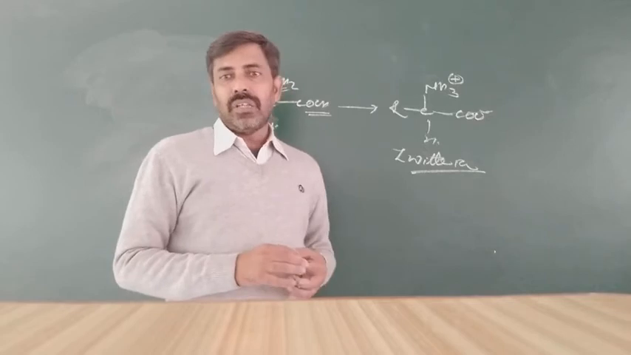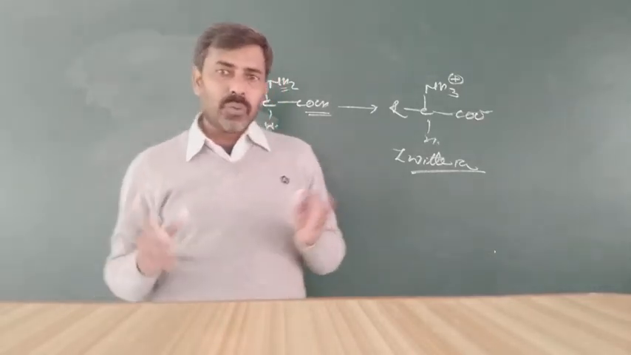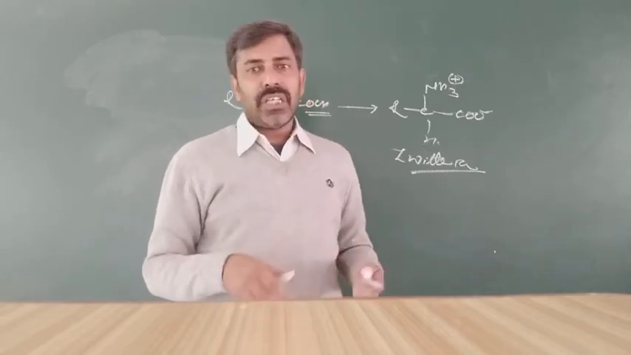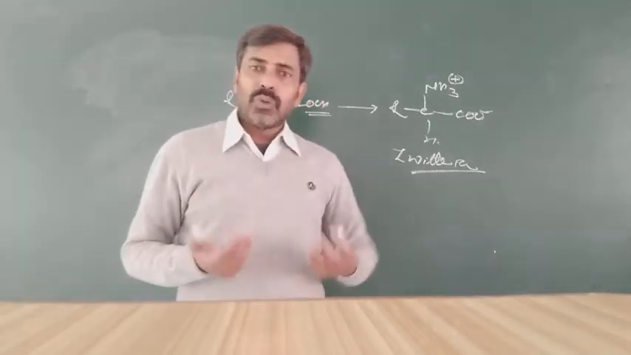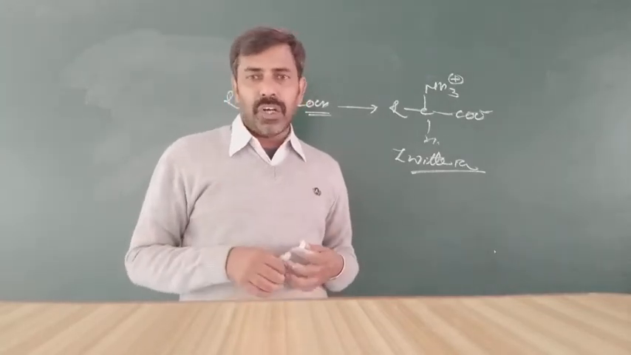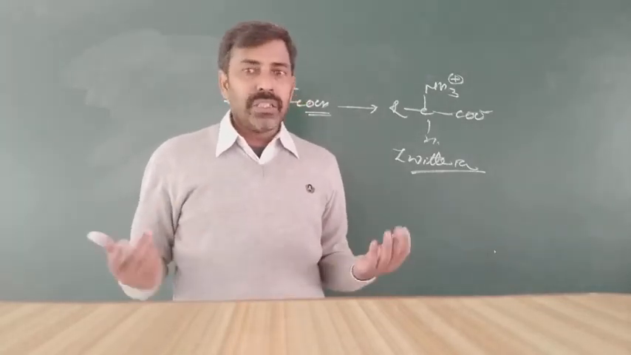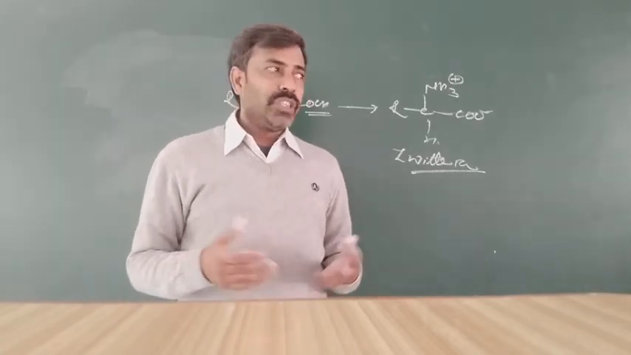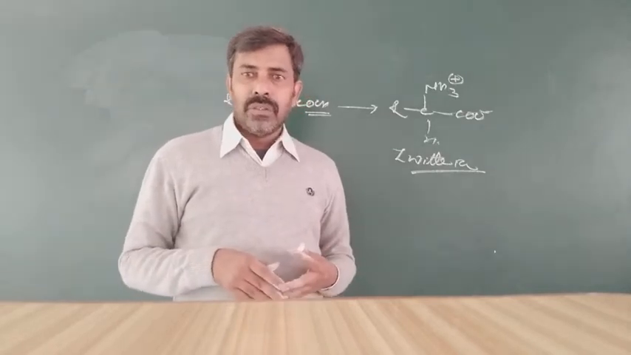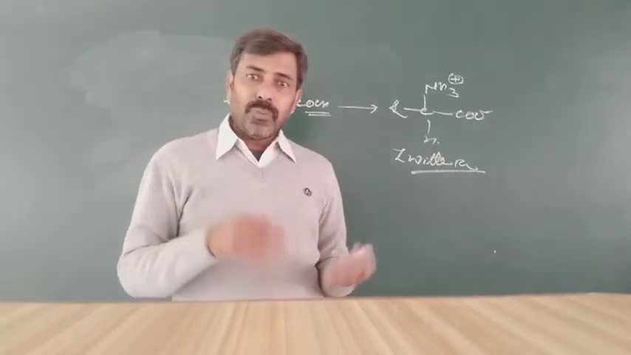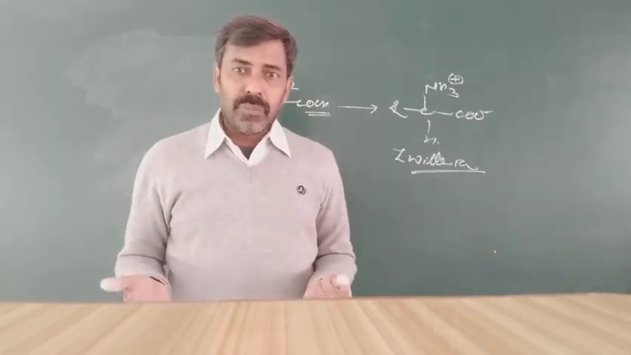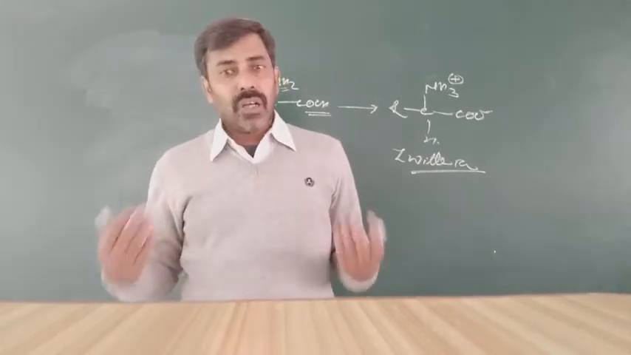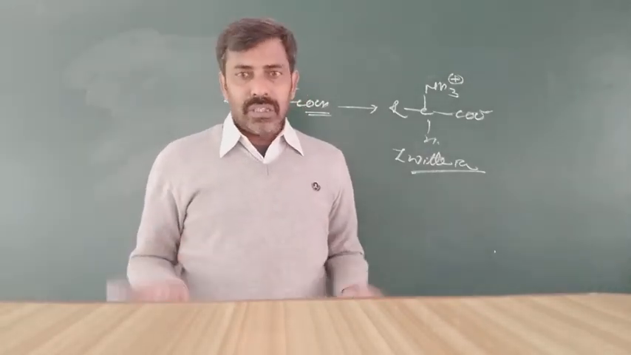Then how many types of amino acids are there? When you look at the types of amino acids, you will find that there are two types: the first, which are made inside our body, and the second, which are not made inside our body. Those amino acids which are made inside our body are called non-essential amino acids. And those which are not found inside the body are called the essential amino acids.